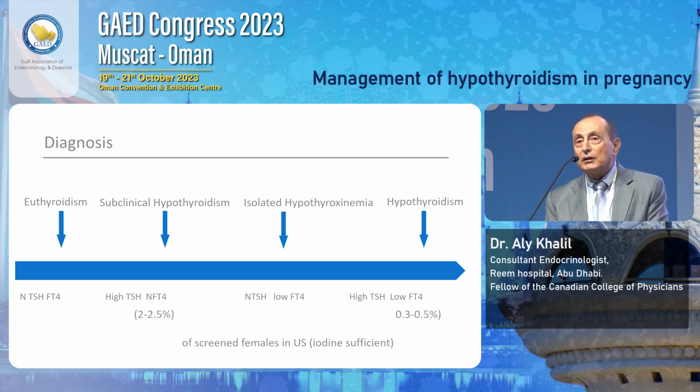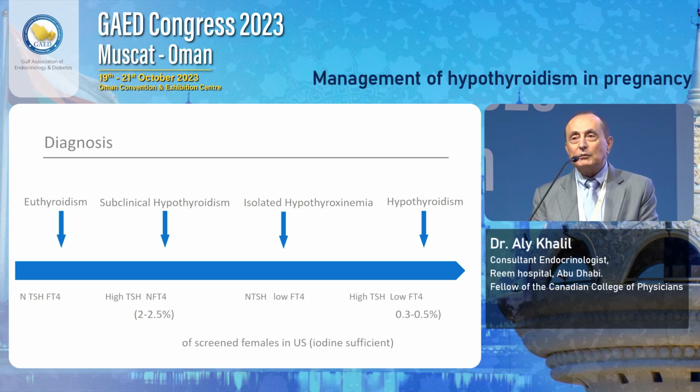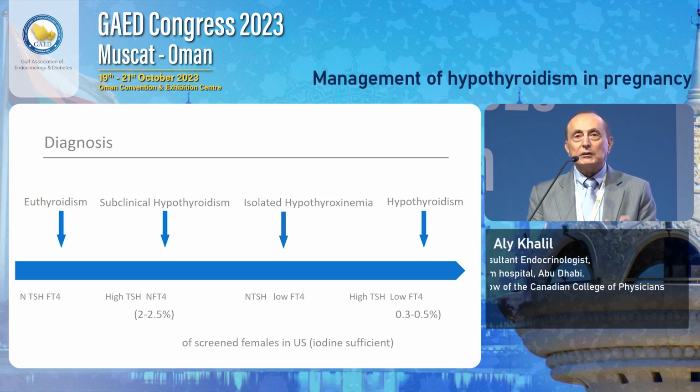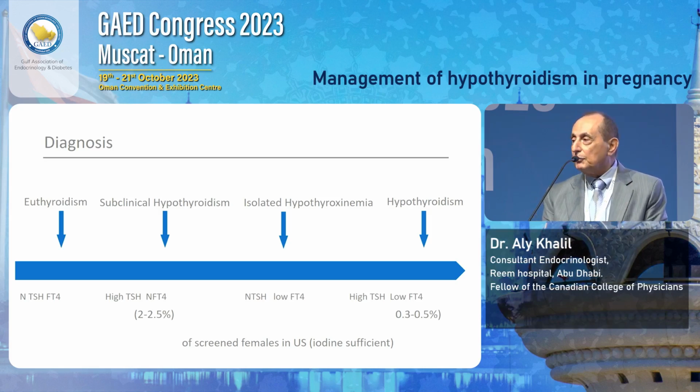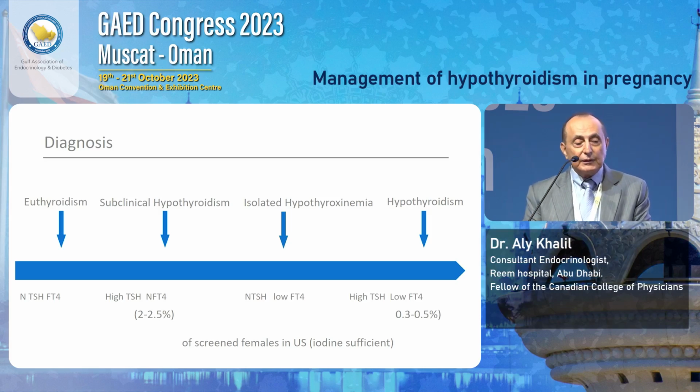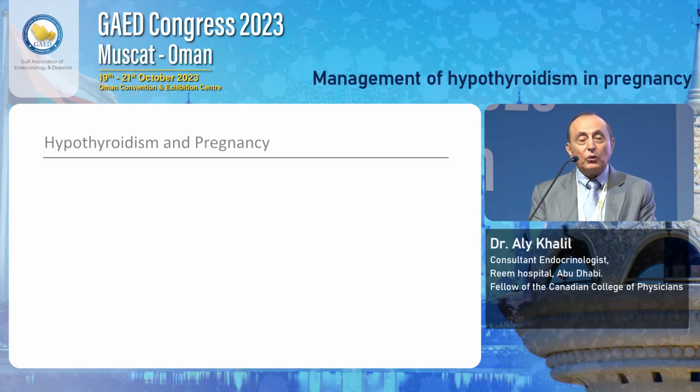How prevalent is subclinical hypothyroidism? I have to say, I found few studies done in the Gulf to give a true prevalence of the condition. Maybe that should be a future research study that people should look into. In the US, where it's known as iodine deficient, the prevalence of subclinical is between 2 to 2.5%. For overt hypothyroidism, it is less, between 0.3 and 1.5%.